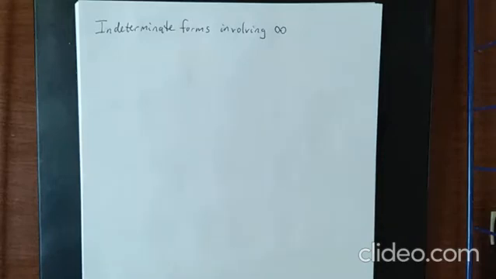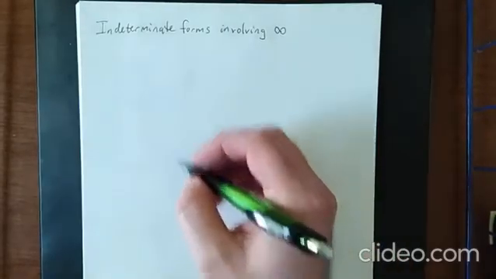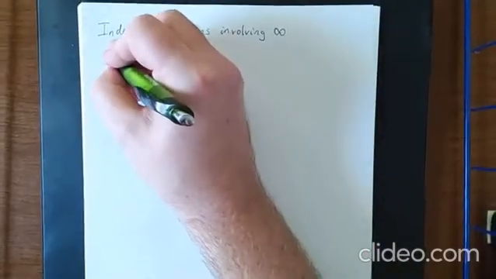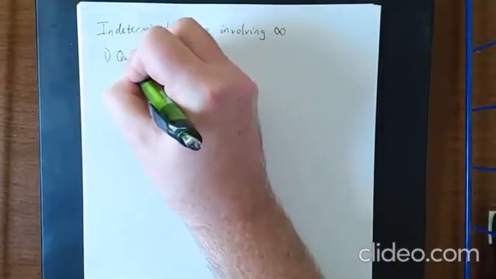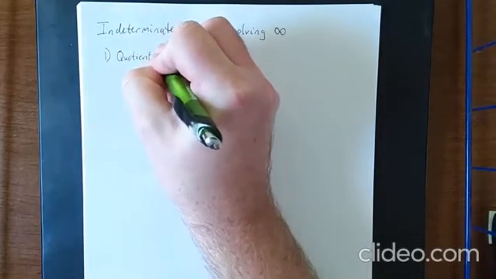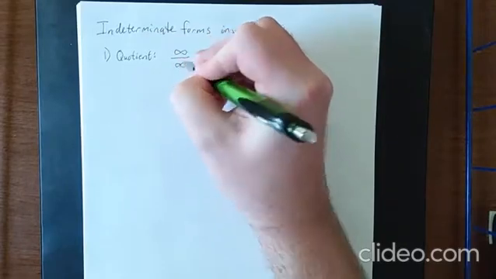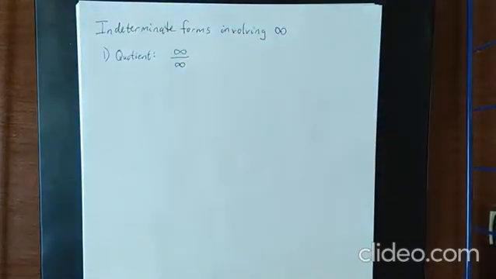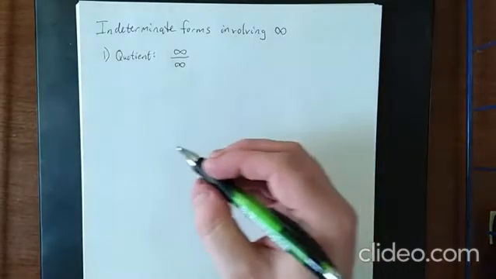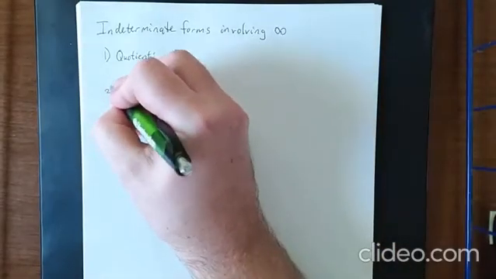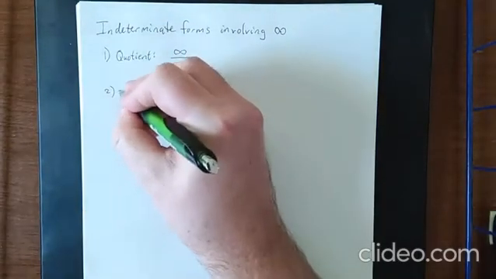Since we are evaluating limits at infinity, there are going to be a couple new indeterminate forms involving infinity that are going to show up. So here are some examples of indeterminate forms involving infinity. First one is the indeterminate quotient. An indeterminate quotient is what happens when you take the limit as your variable goes to infinity, and you wind up with a fraction of the form infinity divided by infinity. This is an indeterminate quotient, and we need to take the appropriate steps to evaluate it.